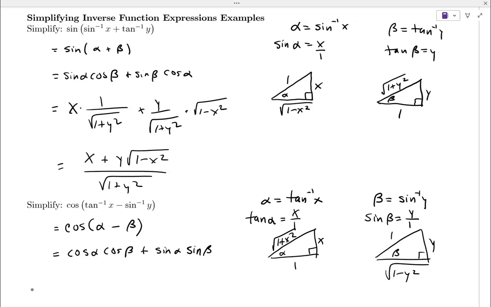What is cosine of alpha? 1 over root 1 plus x squared. Okay. And cosine of beta is? Root 1 minus y squared over 1. Okay. Sine of alpha is? X over root 1 plus x squared. Good. And sine of beta is? Y. Just y. Good.